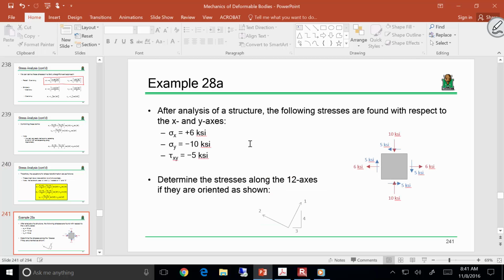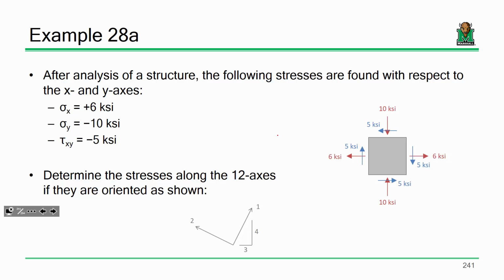Now, let's go into this a little bit. I have some structure that I've analyzed, and after I've analyzed the structure, I've found the following stresses, okay? So sigma sub x is positive 6 KSI. In that direction, I'm yanking on it like so with a positive 6 KSI stress. Sigma sub y is negative 10 KSI, so it's in compression along that direction, okay? And tau xy is minus 5 KSI.